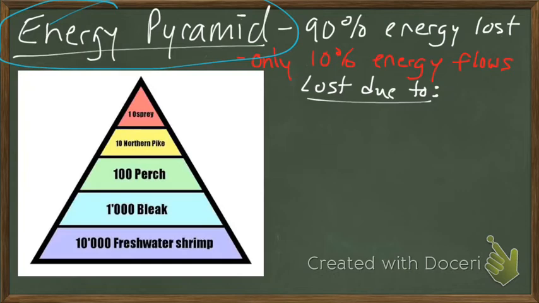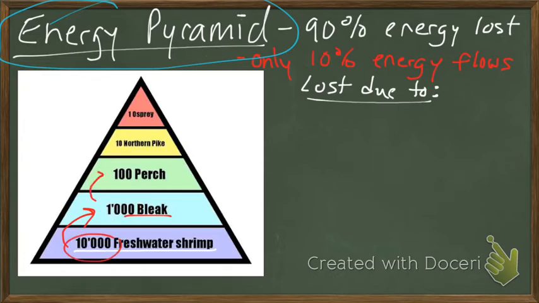All right. So if the beginning of our food chain was these freshwater shrimp, shrimp is delicious, by the way. It's one of my favorite things to eat. These shrimp would be consumed by these bleak. I don't know what bleak are. Someone who knows fish might know. You can see this number is going from 10,000 to 1,000.